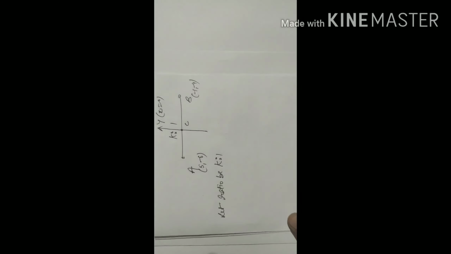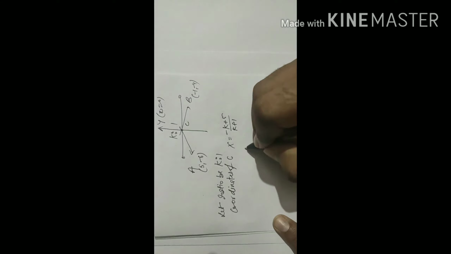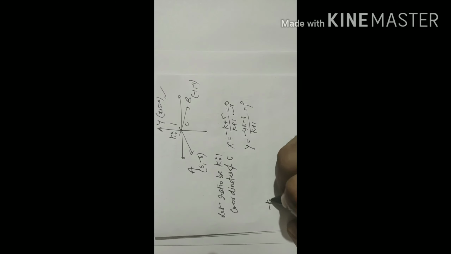Ratio we have considered here is k ratio 1. By the section formula, coordinates of C. X coordinate first of all, by the cross multiply method, becomes (-k + 5) divided by (k + 1). Y coordinate: (-4k - 6) divided by (k + 1). As we have told earlier, on the y-axis the x coordinate is 0, it means this value is 0. This is unknown, so we solve it. Cross multiply: -k + 5 = 0. So 5 is equal to k.